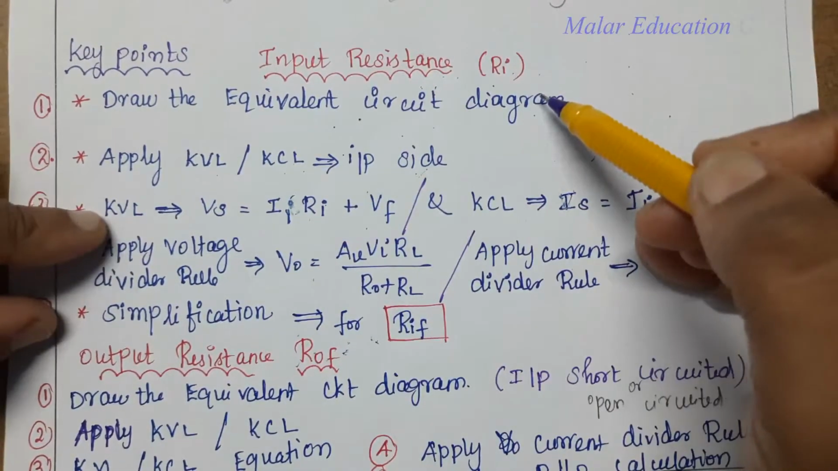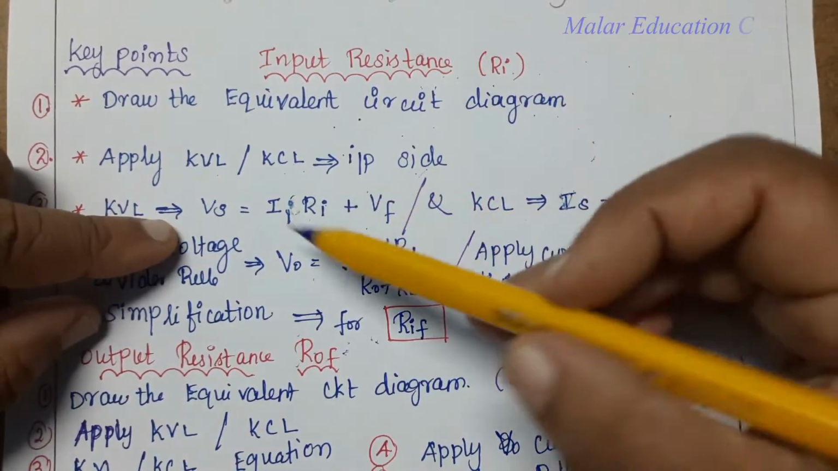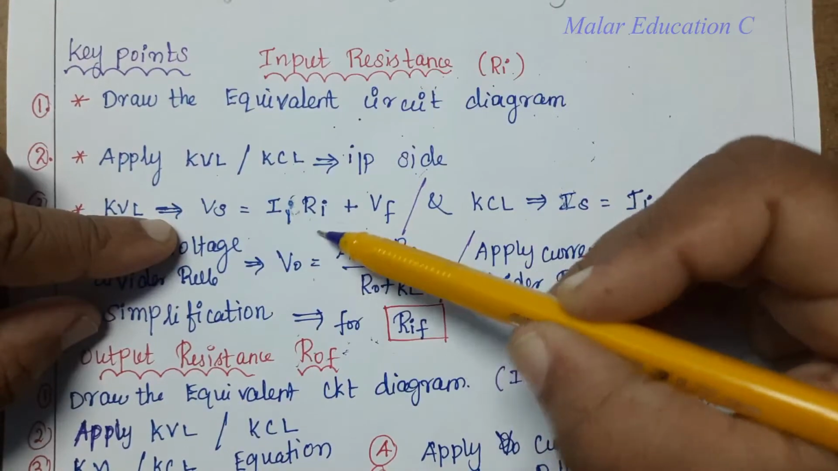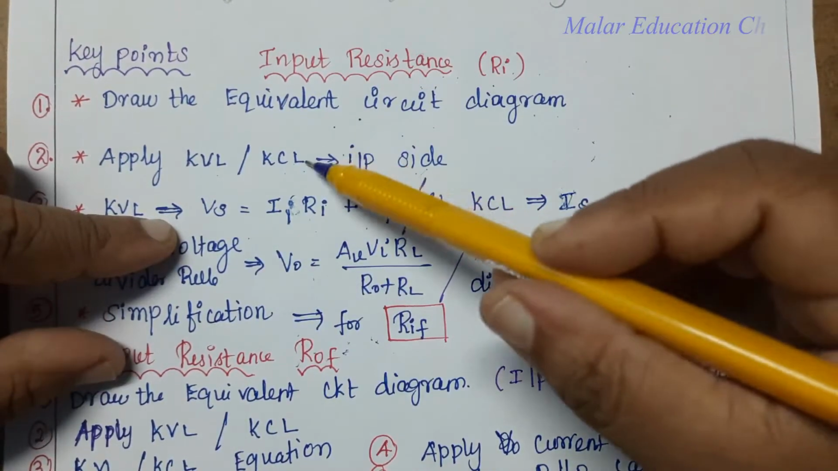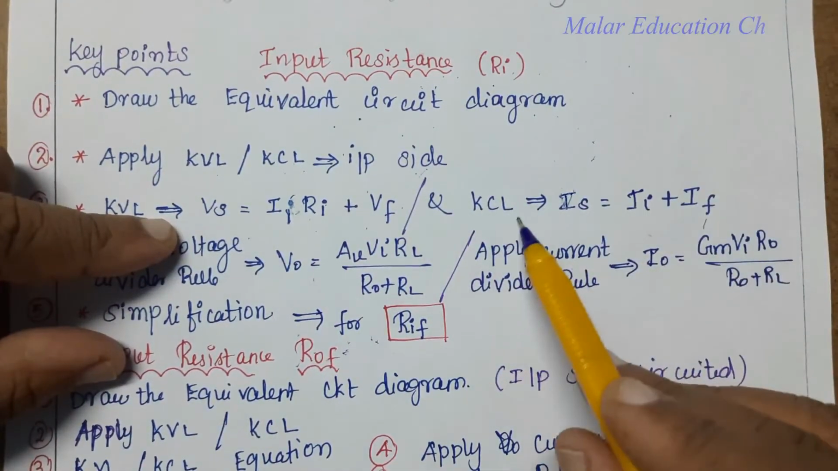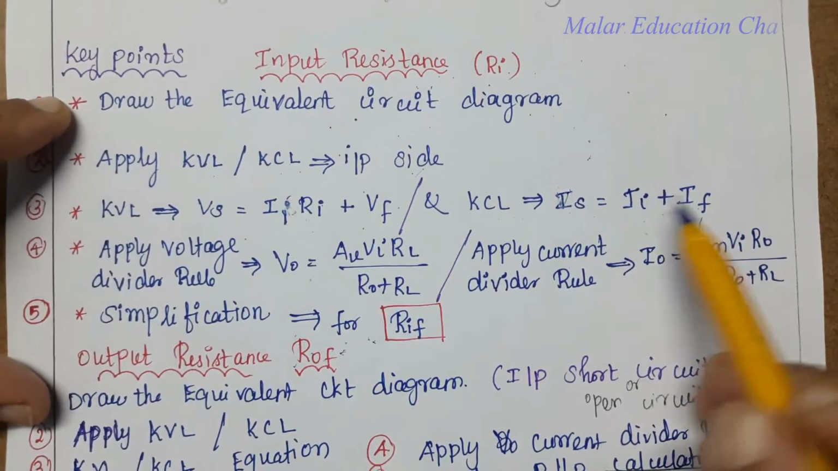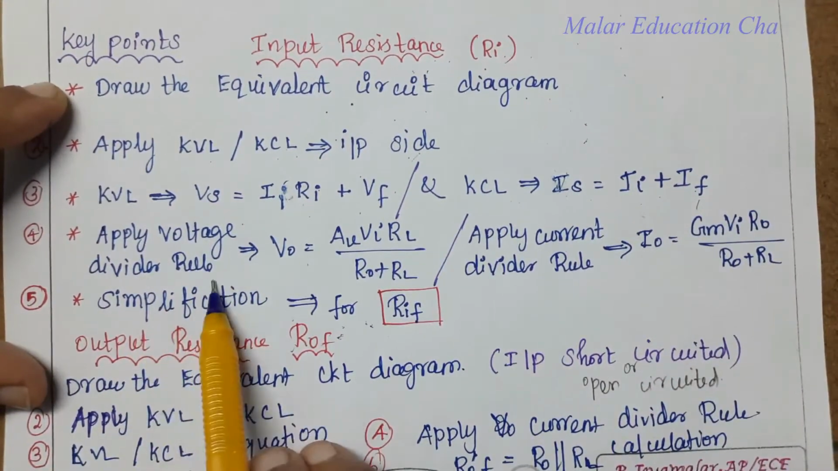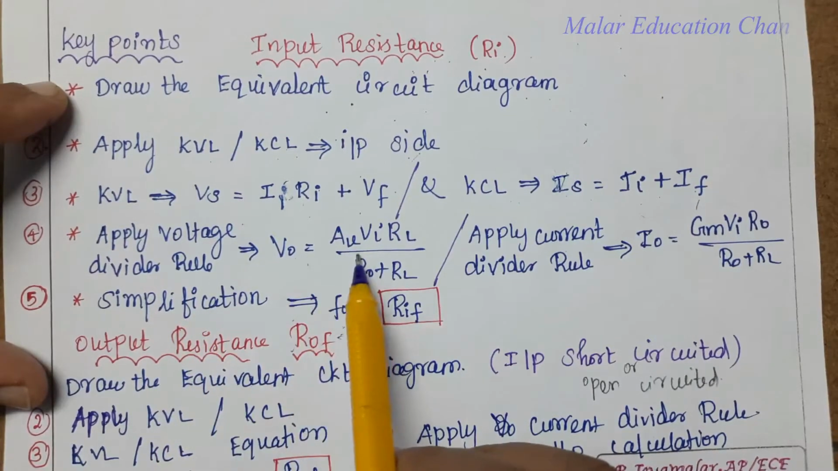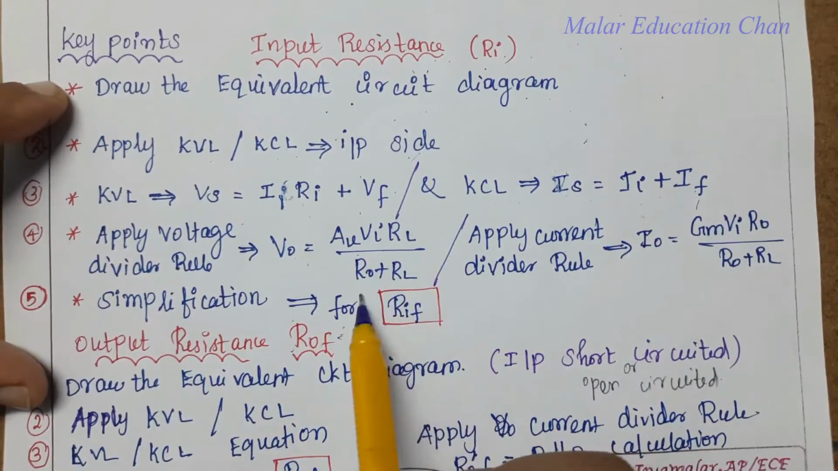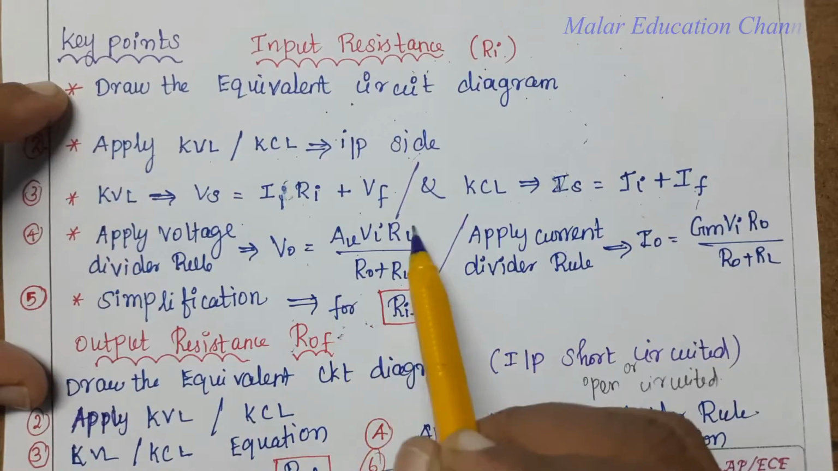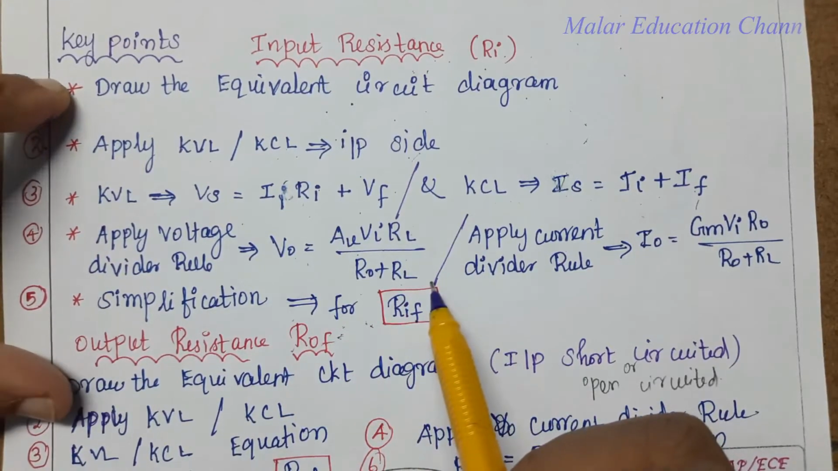Next step: if it is Kirchhoff voltage law, the equation is Vs equal to Ii Ri plus Vf. If it is Kirchhoff current law, KCL, that is Is equal to Ii plus If. Next step, apply the voltage divider rule: V0 equal to Av Vi RL divided by R0 plus RL. This equation also varies based on the type of topology.